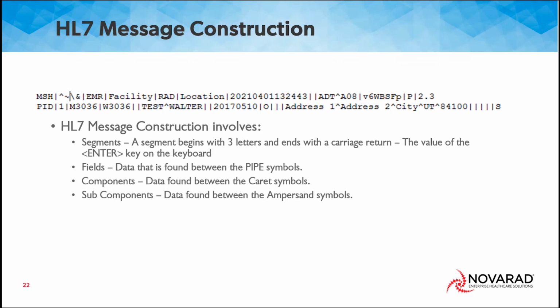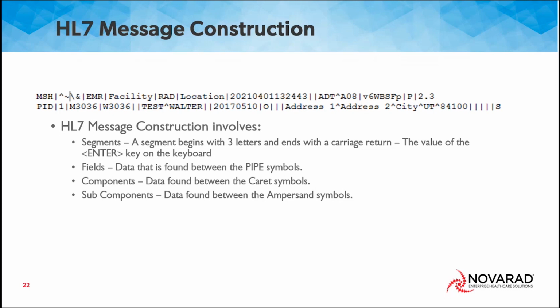Within those fields that are separated by pipes, the fields can be separated even further into what are called components. If we look on the second line where we see Walter Test, his name is separated by a caret. The caret, meaning the hat or the up arrow or the tick, I've heard 100 different names for it, separates the components or subfields, if you will, within a field. So we have Test being a last name separated from Walter being a first name with the caret.